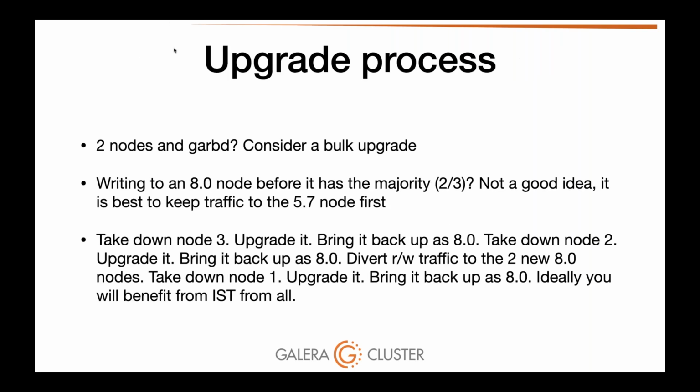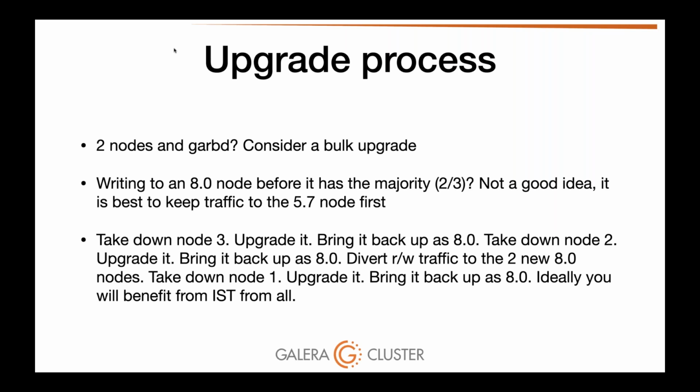So the upgrade process, if you have 2 nodes and are using Galera Arbitrator Daemon, I recommend you to do a bulk upgrade. You cannot do an online upgrade, mostly because you don't have the ability to have a proper donor node when there is a new joiner, because the arbitrator daemon just keeps traffic, it doesn't actually keep data. If you write to an 8.0 node before it is the majority, that is, 2 out of 3, this is not recommended because it'll actually kick out the 5.7 node. So keep traffic only on the 5.7 node first.